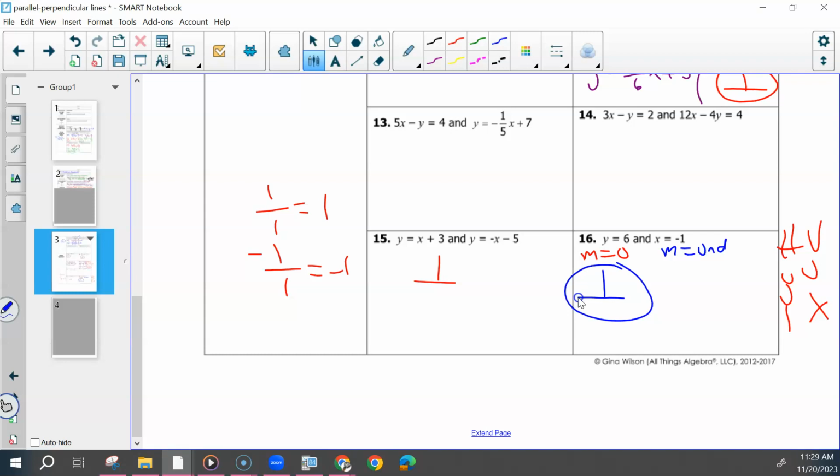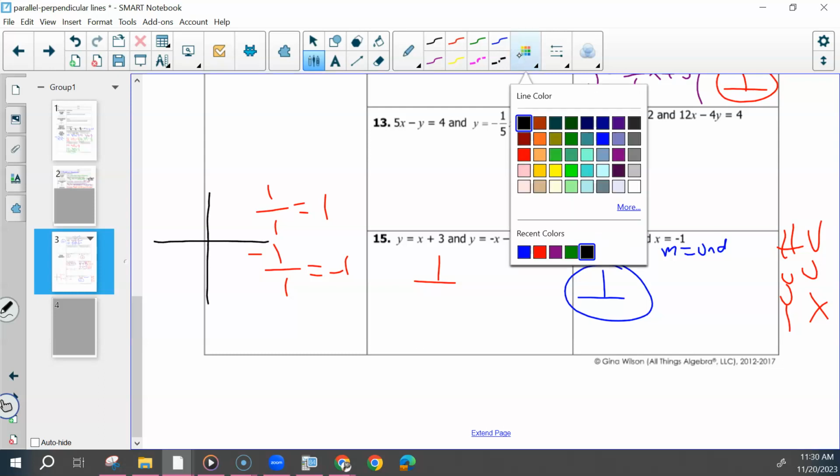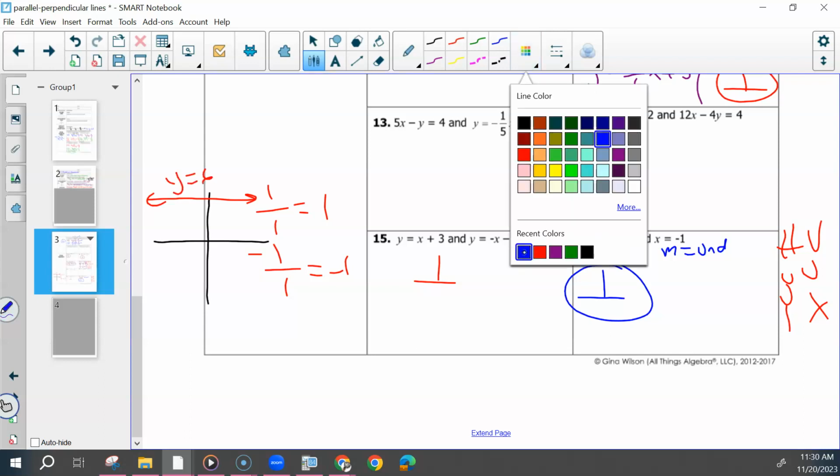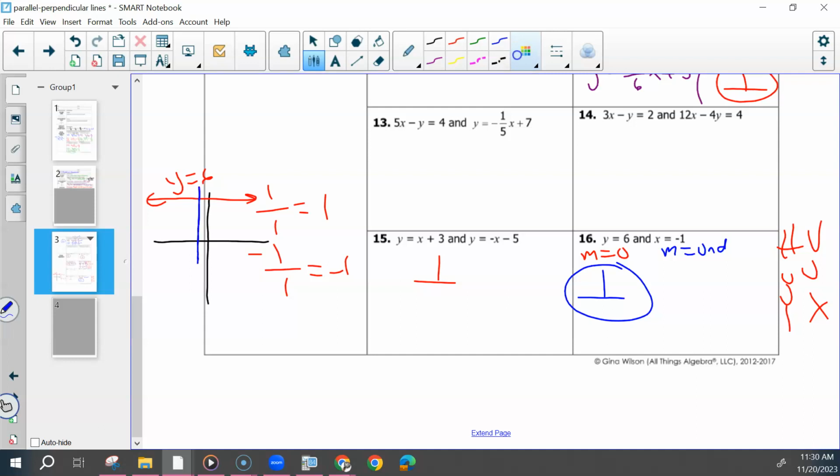If you're not sure, you could graph these off to the side. You could do so if you want. So the y equals 6 would be somewhere up here. And then the x equals negative 1 would be somewhere over here. And they're crossing and making that T. They are perpendicular. Are there any others on this page we want to go over before we go on?